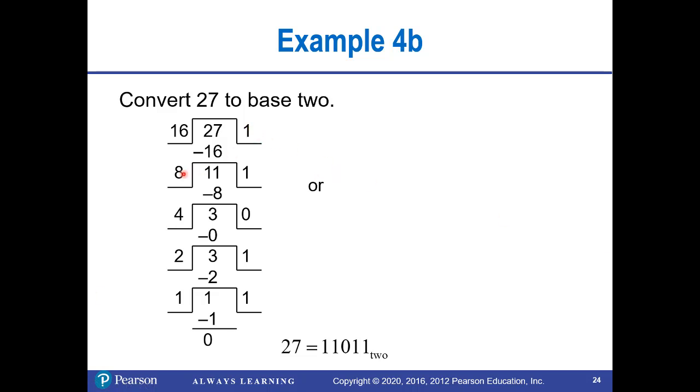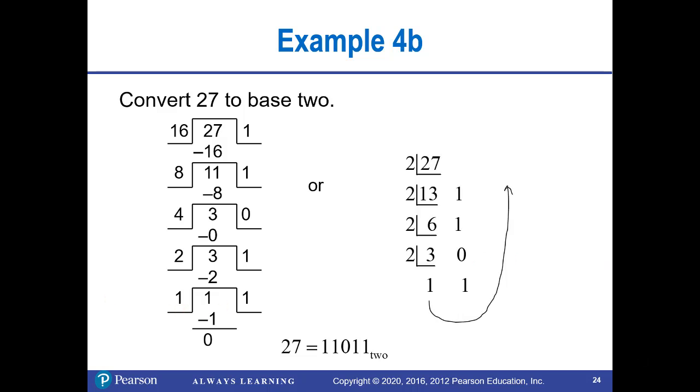like so. And then we subtract, just like we would in typical division. So we have 11. Then our next power of 2 is 8. 8 goes into 11 once. We subtract. We have 3. 4 doesn't go into 3 at all, so we put a 0. We still have 3. 2 goes into 3 once. We subtract. 1 goes into 1 once. And at the end, we have to have a 0 as a remainder or something went wrong. So 27 is 11011 in base 2.